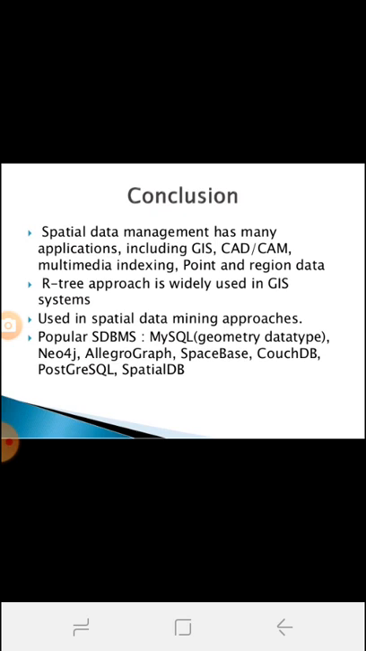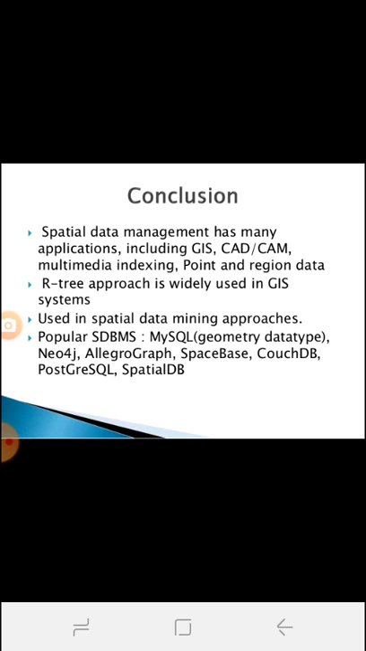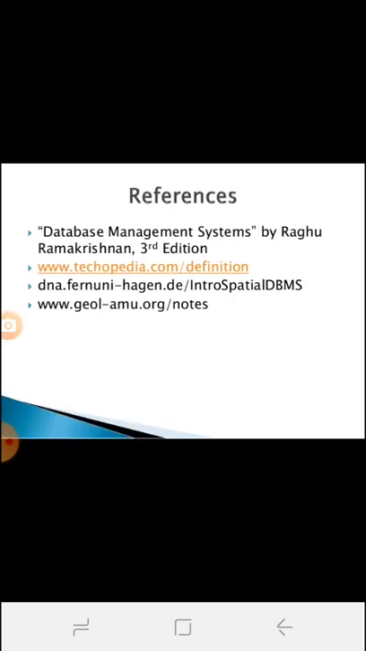Then SpaceBase is a platform for meeting. AllegroGraph is a closed source triple store designed to store RDF triples, a standard format for linked data. It also operates as a document store designed for storing, retrieving and managing document oriented information. Then SpatialDB is a database that is optimized for storing and querying data representing objects defined in a geometric space. Okay, thank you students.